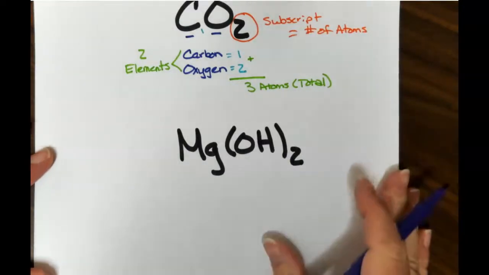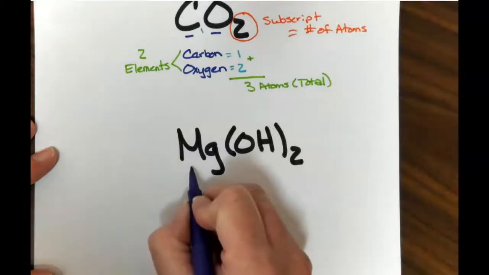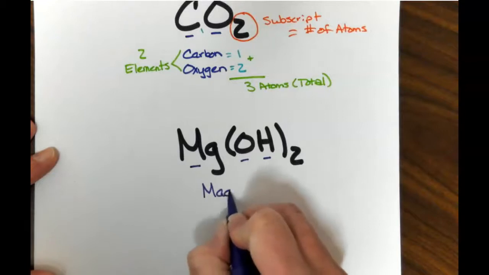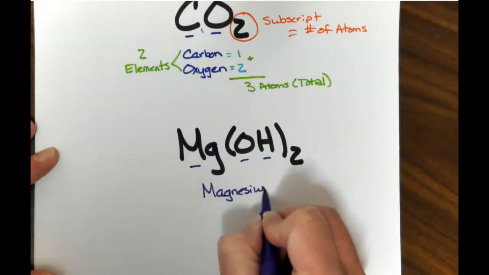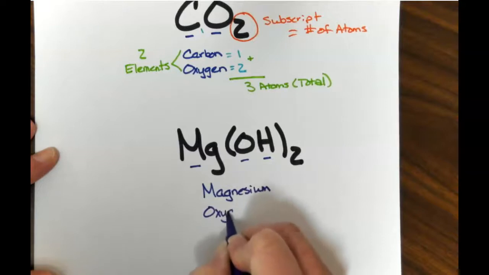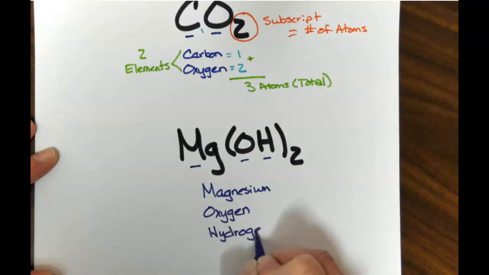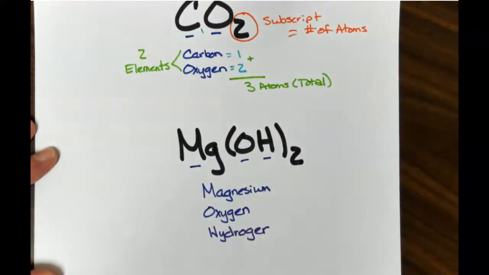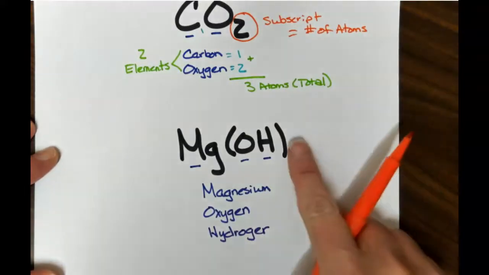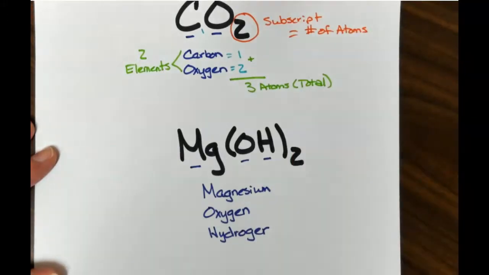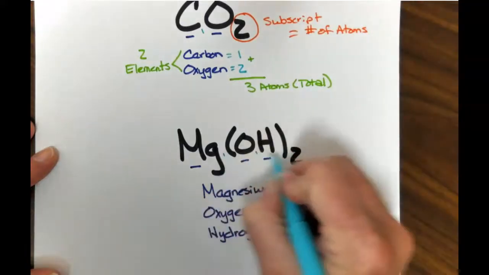So the first thing I'm going to do is start out by identifying my elements. I have 1, 2, 3. So we have magnesium, Mg. We have oxygen. And we have hydrogen. The next step is to look for those subscripts. Now, I'm going to forget about the parentheses for now. For right now, I only want to look at the individual elements. I'll deal with the parentheses afterwards. I don't see any subscripts for any of these, so I'm going to assume that they are all 1.